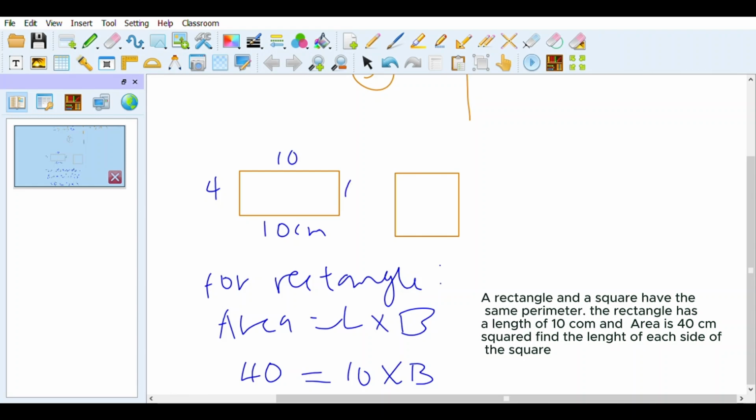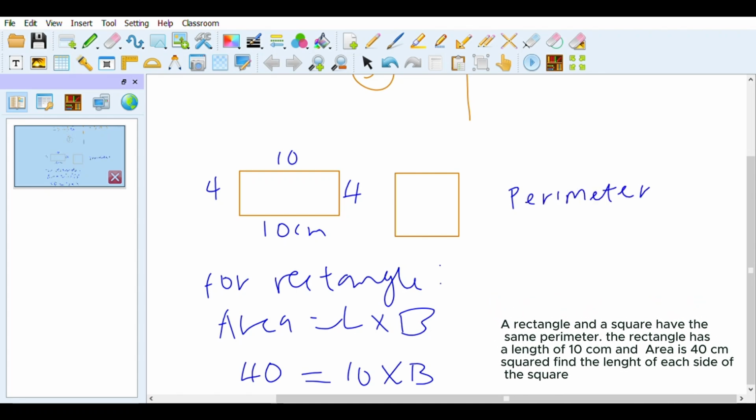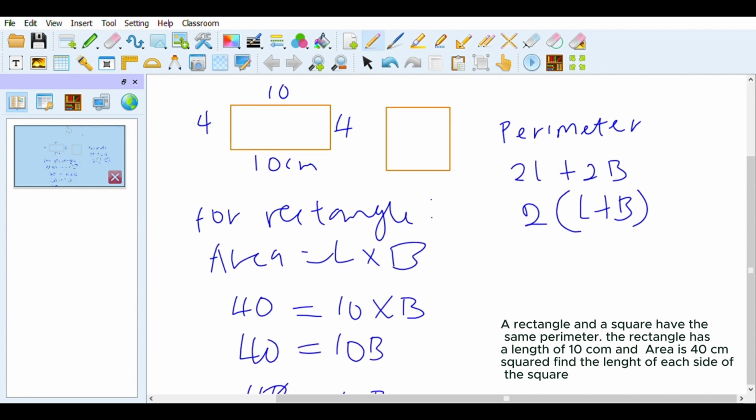which means that the perimeter of the rectangle, you know the formula for your perimeter, that is 2L plus 2B, which, if you're very good at factorization, you should know is 2(L plus B). 2 in bracket, add your length and your breadth together. This is for a rectangle. If you're not familiar with this formula, you can just add 4 plus 10 plus 4 plus 10. It's as simple as that.